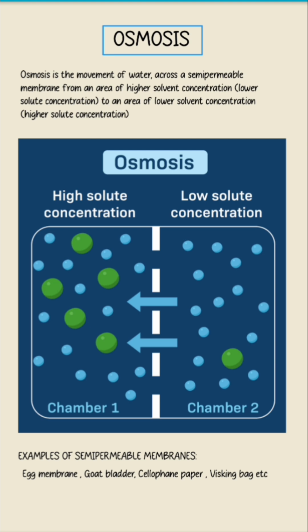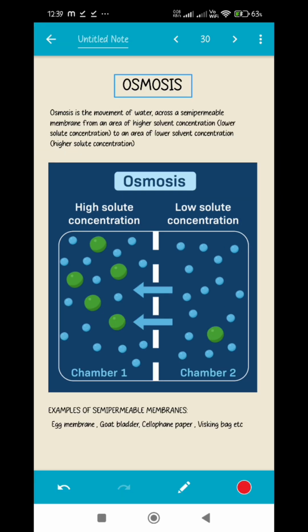So water is moving across a semi-permeable membrane from an area of higher solvent concentration, that means from a very dilute solution, to an area of lower solvent concentration, that means to a concentrated solution. When water is moving from a more dilute solution to a less dilute solution across a semi-permeable membrane, then the process is known as osmosis.